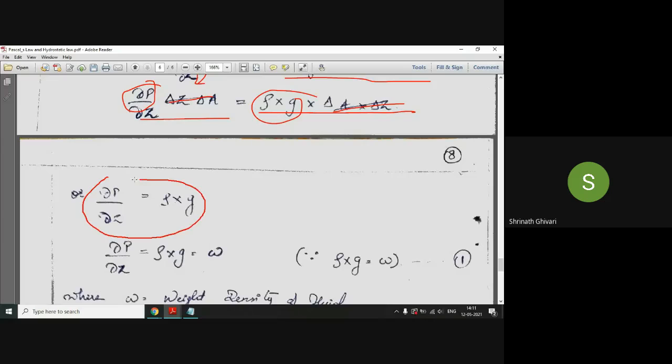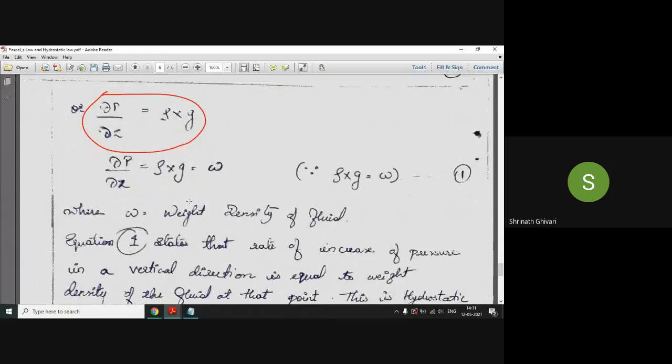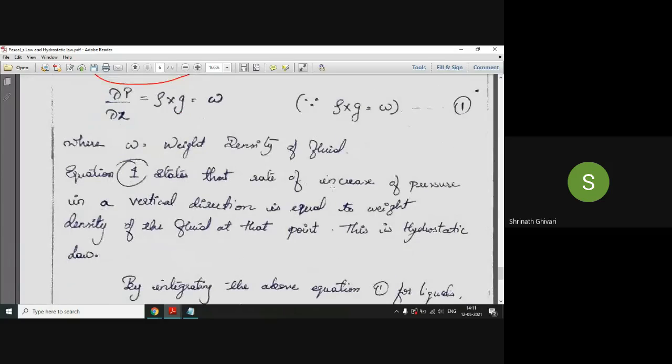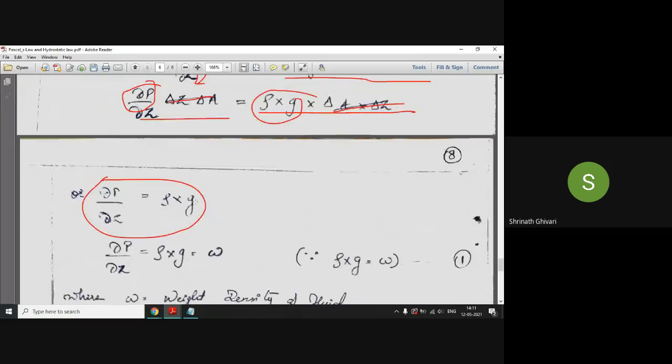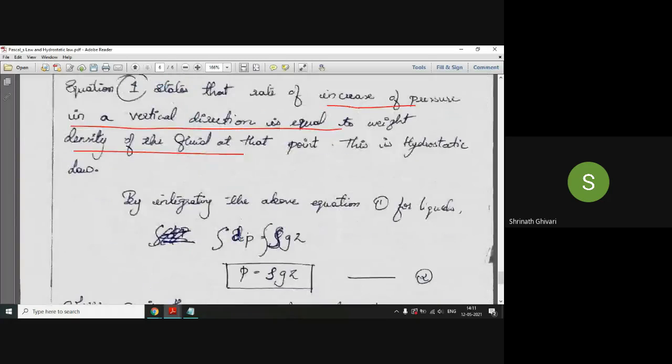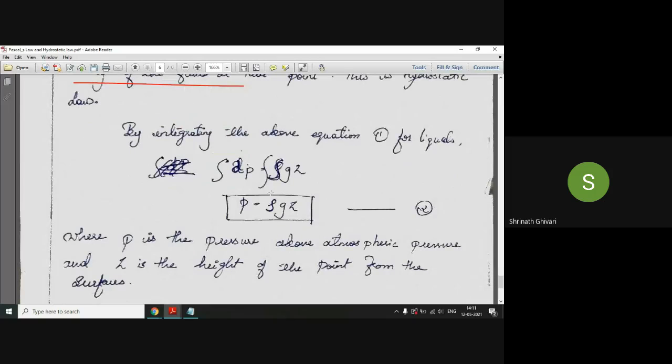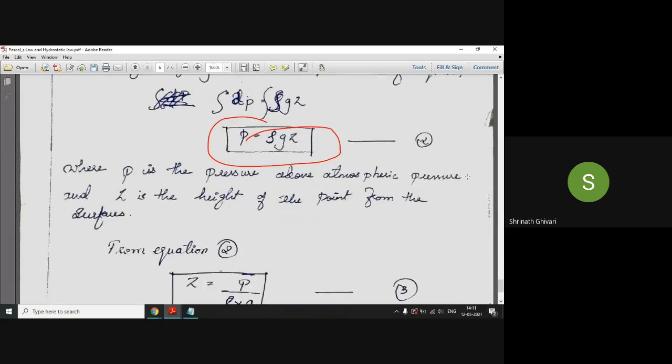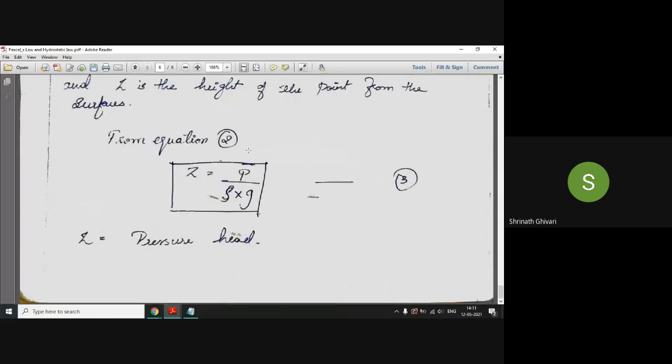So dou P by dou Z equals rho into G: the rate of change of pressure is equal to the specific weight or weight density of the fluid at that point. The equation states that the rate of increase of pressure in a vertical direction is equal to the weight density of the fluid, that is rho into G, at that point. Now we integrate this. When we integrate, we get P equal to rho g z, where P is the pressure above the atmospheric pressure, and Z is the point from which we measure the height from the surface. So equation 2 is given by Z equal to P by rho g.